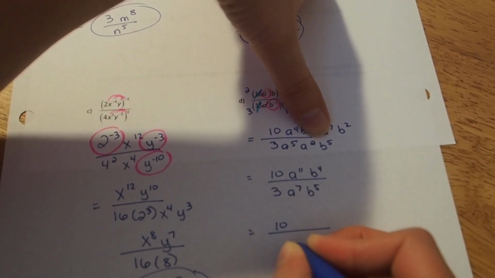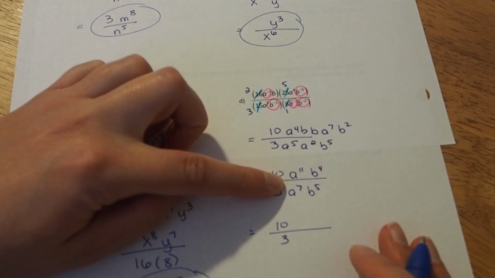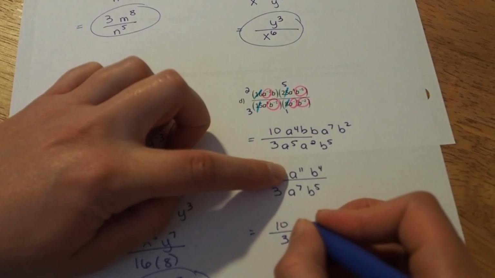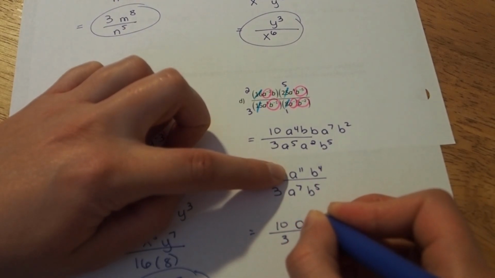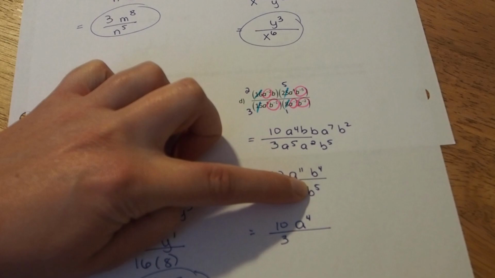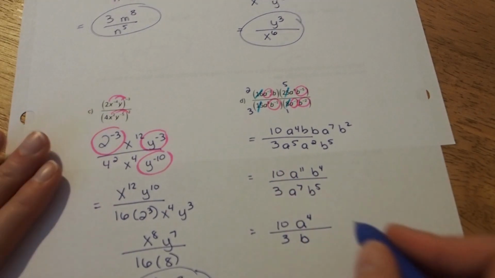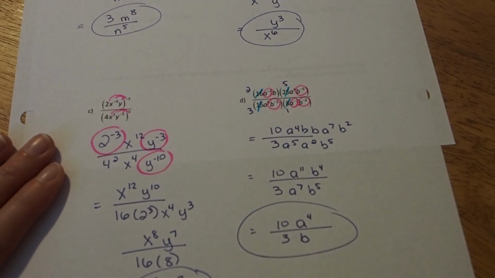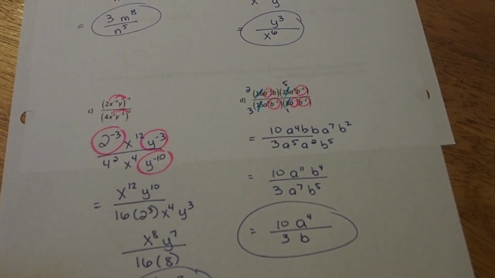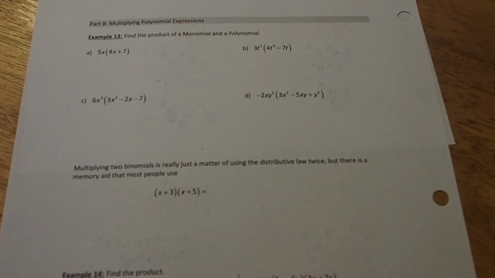Once more, just to reduce. So 10 thirds, a to the 11th over a to the 7th. 11 minus 7 stays in the top because that was a larger value. 11 minus 7 is 4, so a to the 4th. B to the 4th, b to the 5th, the larger number in the denominator. 5 minus 4 is 1 left in the denominator. This is going to end up as 10 thirds, a to the 4th, b. That is the end of part A.